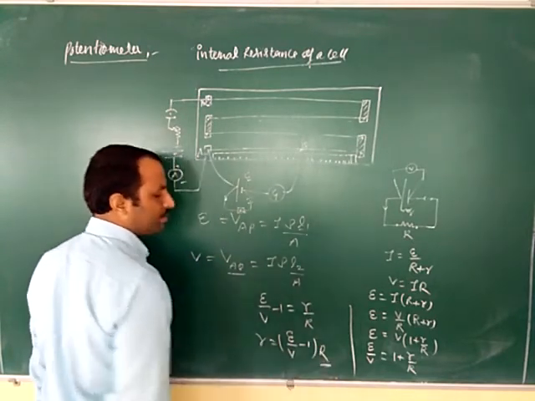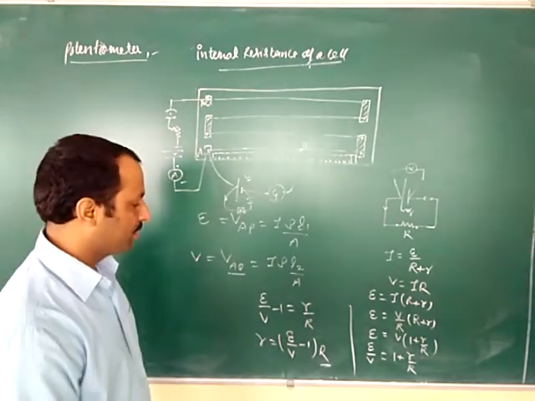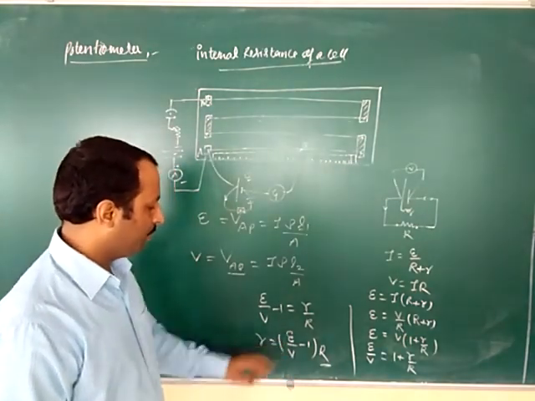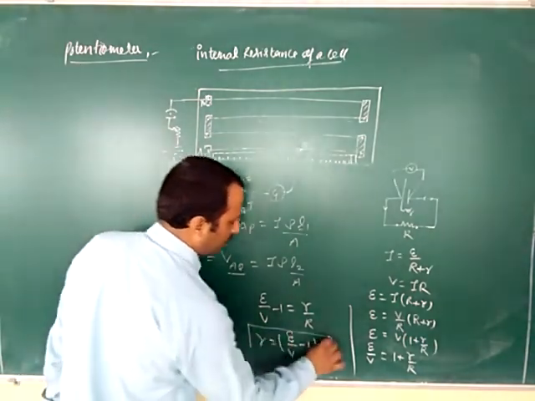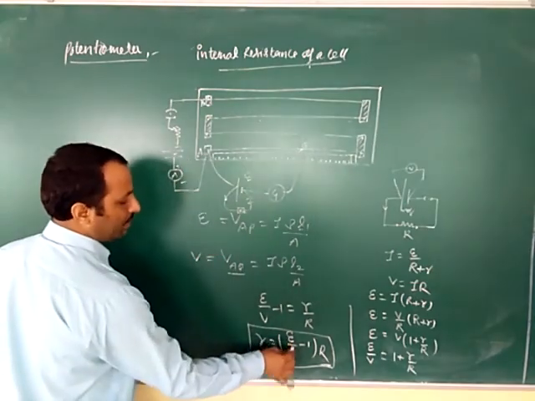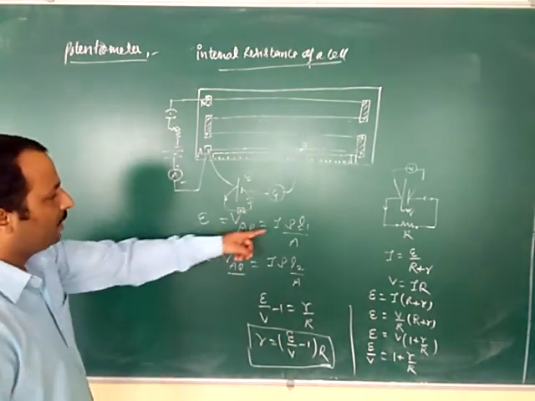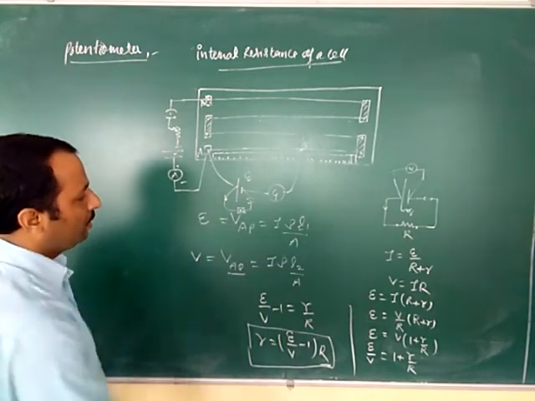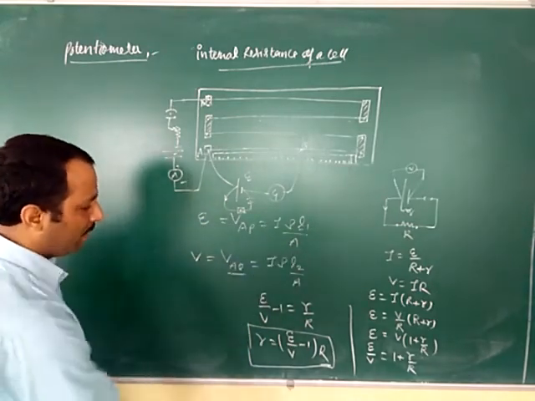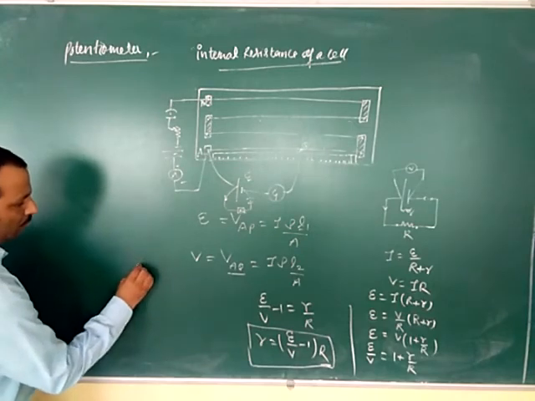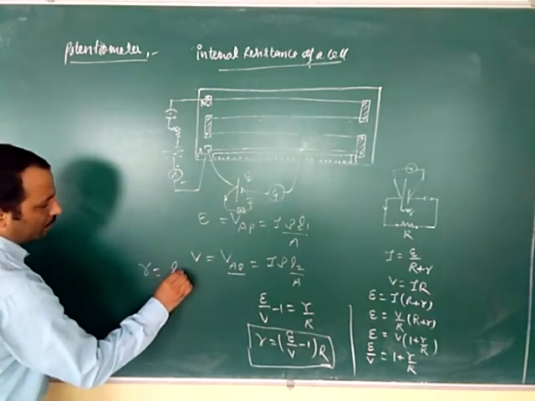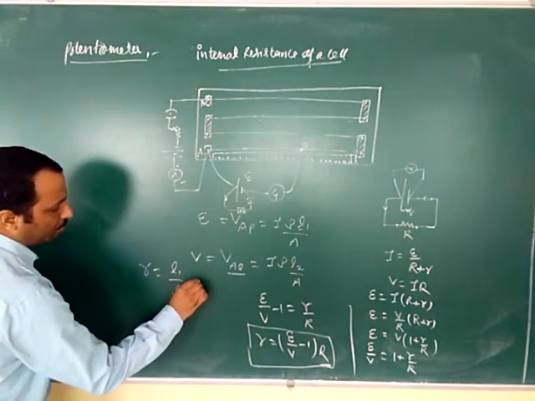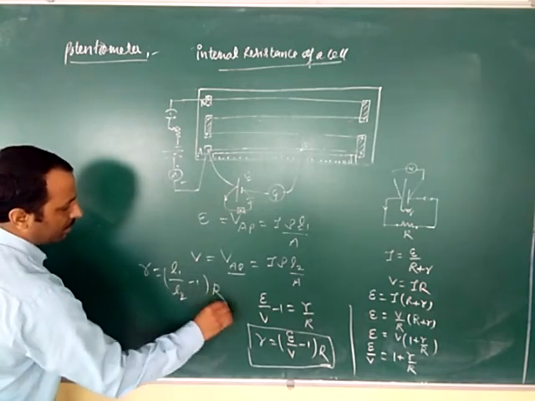Capital R is the external resistance. Okay, so E upon V. So this is the formula to find out the internal resistance. So in place of E upon V, can we write L1 upon L2? If we place the values of this one and this one, everything gets cancelled, only L1 and L2 will remain. So r is equal to L1 upon L2 minus 1 into external resistance.